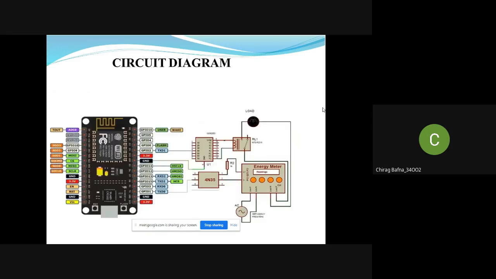This is the circuit diagram, in which the connections are shown over here. We have used the NodeMCU for processing everything in the project and connecting the system to the internet. A relay is used for switching the electricity connection. The optocoupler is used to calculate the units consumed by the consumer.